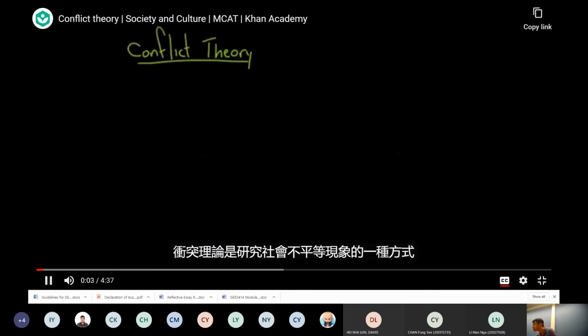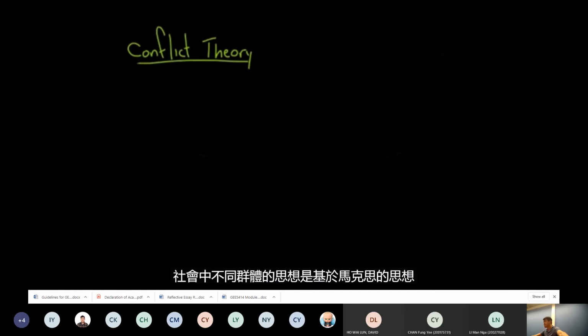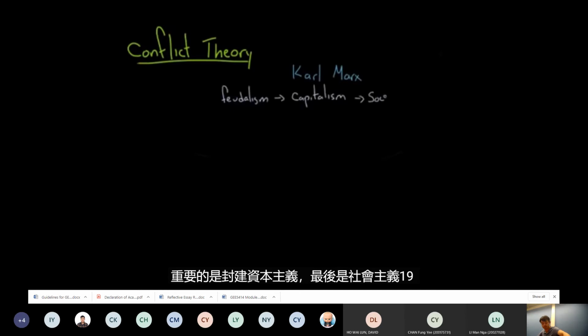Conflict theory is a way of studying society that focuses on the inequalities of different groups in a society. It is based on the ideas of Karl Marx from the 19th century, who believed a society evolved through several stages, the most important of which were feudalism, capitalism, and finally socialism.